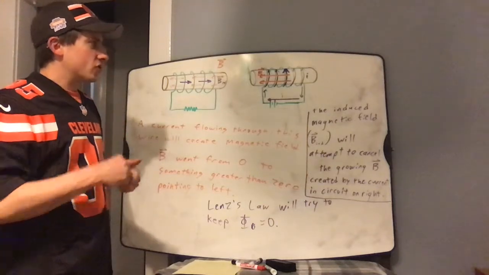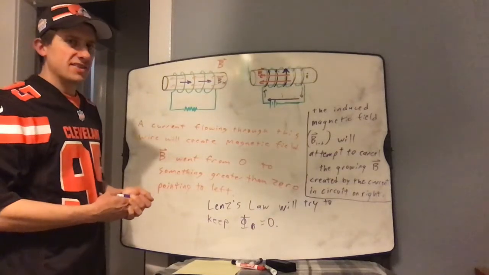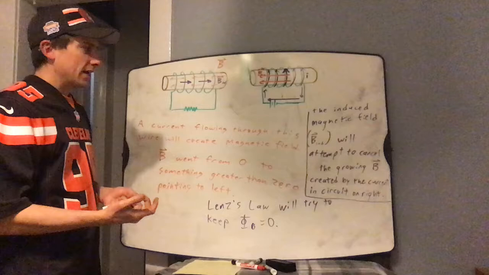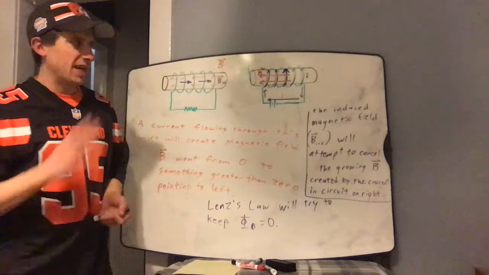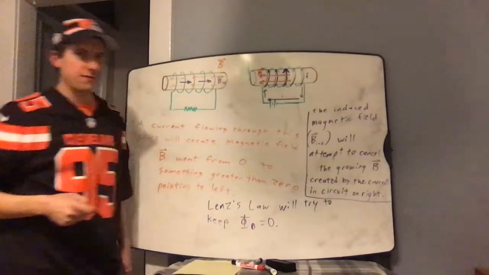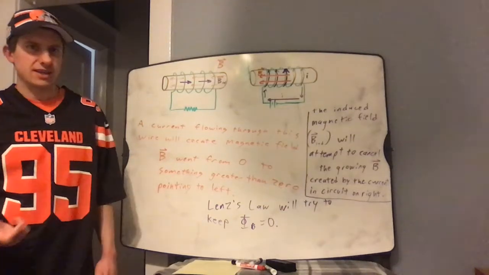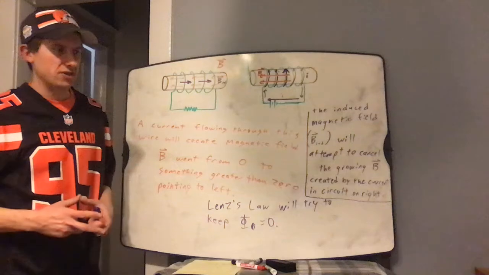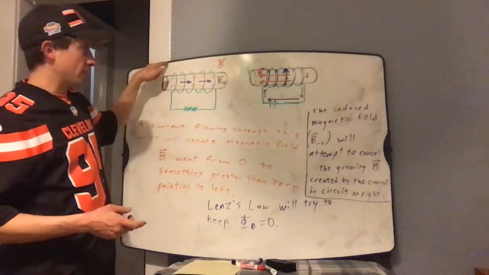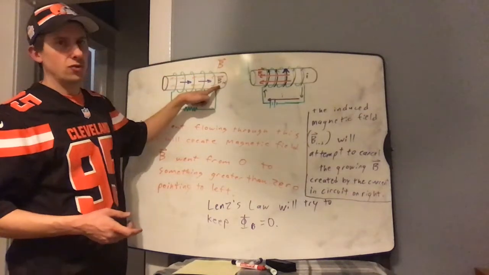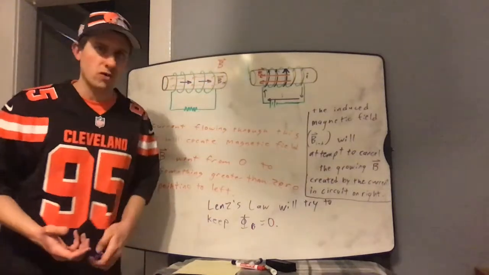Now, there are two things I want to emphasize right now. Lenz's law says nature opposes change. So the induced magnetic field will not always attempt to cancel the original magnetic field. The new magnetic field will always attempt to keep the original magnetic flux unchanged. So this magnetic field went from 0 to something bigger than 0. Well, B induced wants it to be 0 again. So in this scenario, B induced will point to the right.